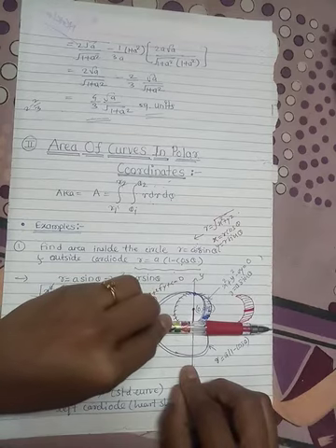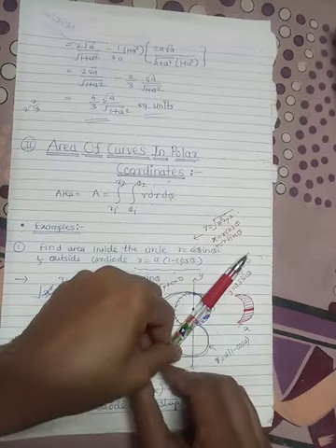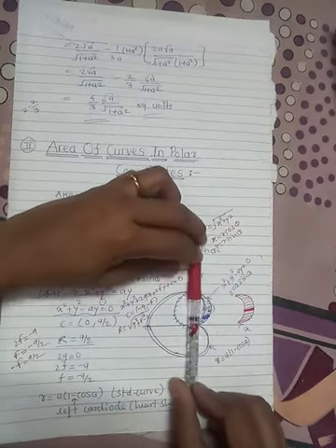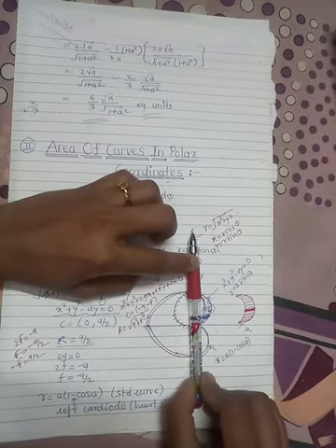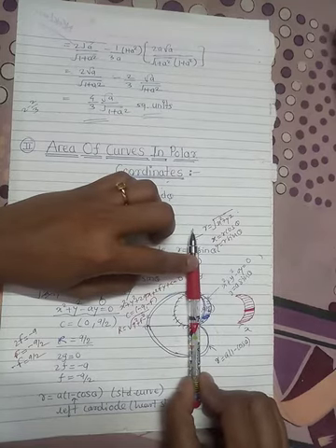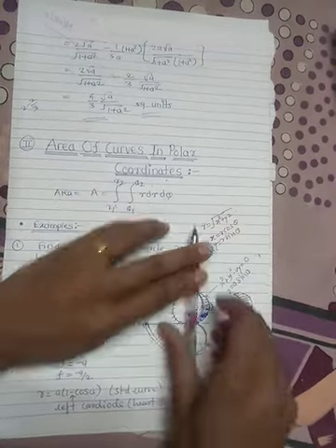Now the strip is moving, and when we reach this point, the area will be covered, and at this point theta is pi by 2. So the theta limits are 0 to pi by 2.